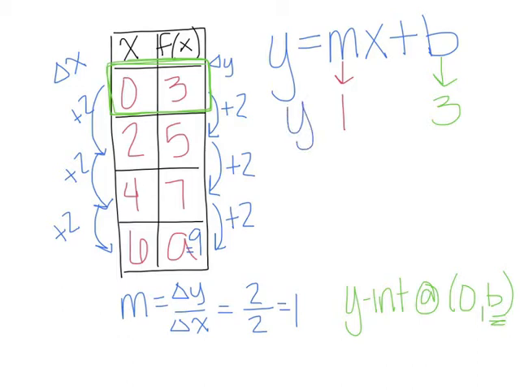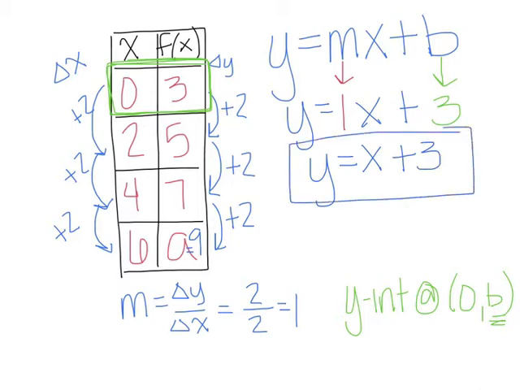So we have the equation y equals 1x plus 3, which could be written, 1 times x is just x, so we have x plus 3. So we were able to take just a list of ordered pairs in a table. We were able to find the change in x, the change in y, which gave us our slope, and plug the information in to slope-intercept form and come up with an equation for the line. So let's do that one more time. Let's try another set of information.